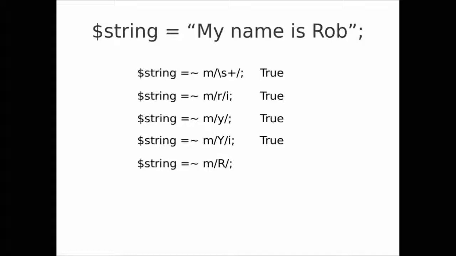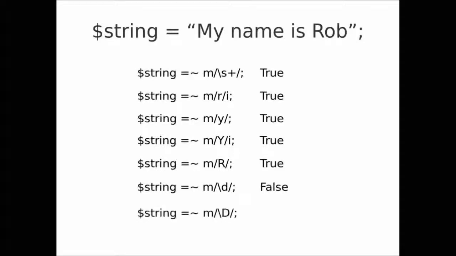Does it contain a capital R? Yes, it does. Does it contain a single digit? No, it doesn't contain a digit. And there's no modifier we can apply. It's a digit. We can't look for a digit that looks like a non-digit. That doesn't make sense. And then finally, does it contain some non-digit character? Yes, it does. Have you figured out what that non-digit character is yet that it matches? Well, regular expressions by default match at the beginning of the string. So in this case, we would match this capital M.